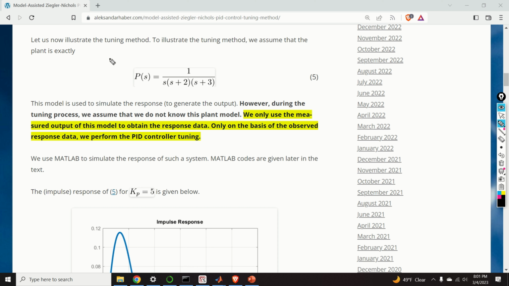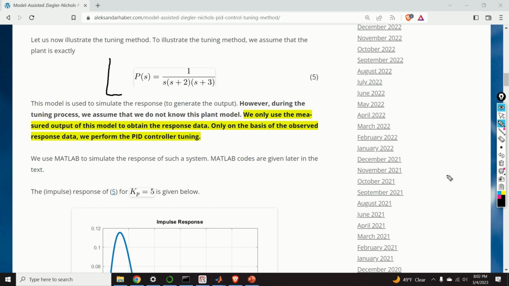Here is our plant. It's a third order system. It has poles at 0, -2, and -3. This model is used to simulate the response, that is, to generate the output. However, during the tuning process, we assume that we don't know this plant model.